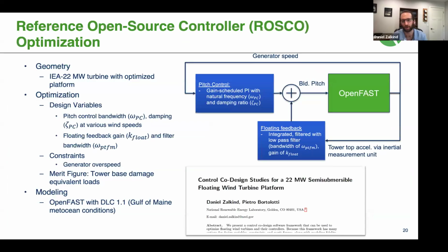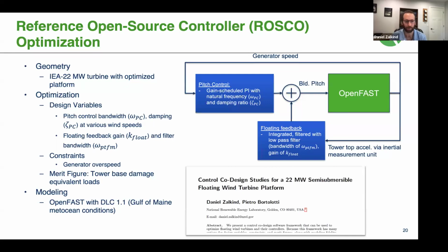And then we also designed our Reference Open Source Controller, or ROSCO, for this 22 megawatt turbine. So we use the peak shaving from Frederick that they have during their rotor design. So that's baked into the controller. And then we optimize the pitch controller, so that gain scheduled PI controller and that floating feedback. And so there's some coupling between those two modules, so it makes sense to optimize those at the same time.